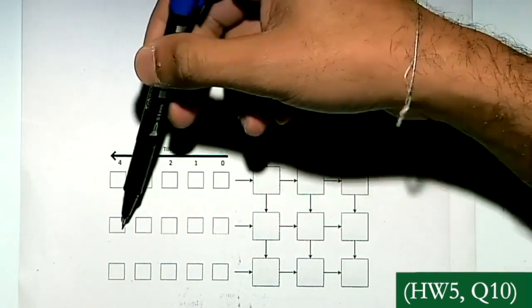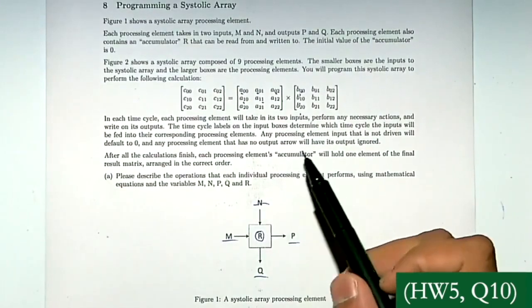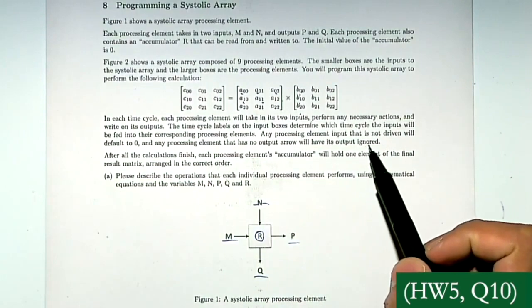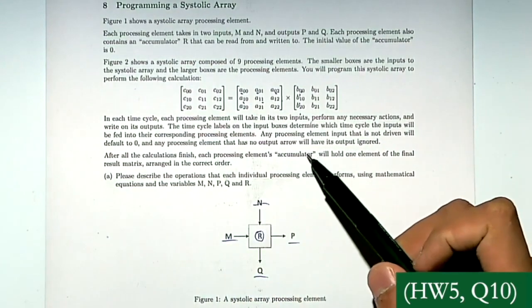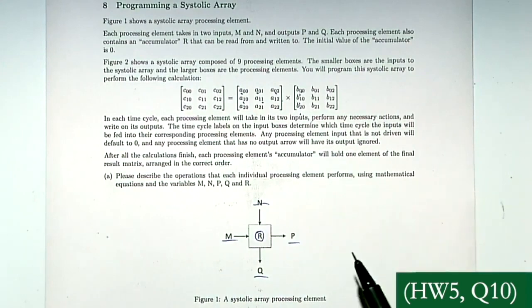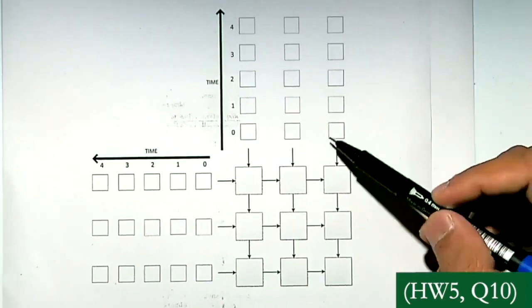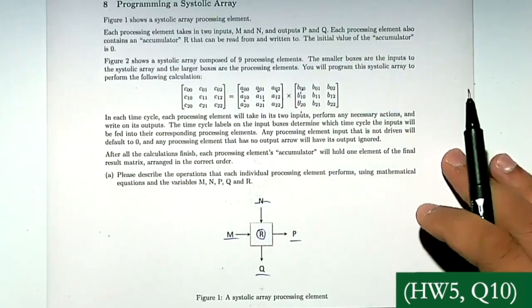And same with these inputs coming this way, right? So every processing element takes in those inputs. And any processing element input that is not driven will default to 0, and any processing element that has no output arrow will also have its output ignored. So the output from these guys is just basically discarded, and any input that we don't actually specify is just going to be 0. Okay.